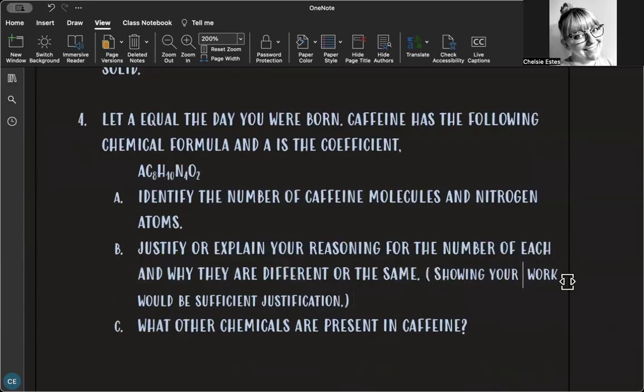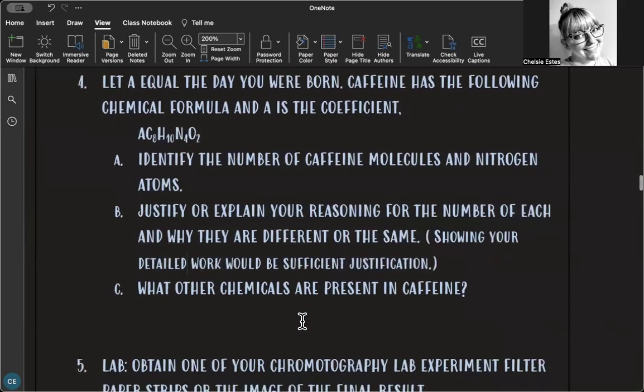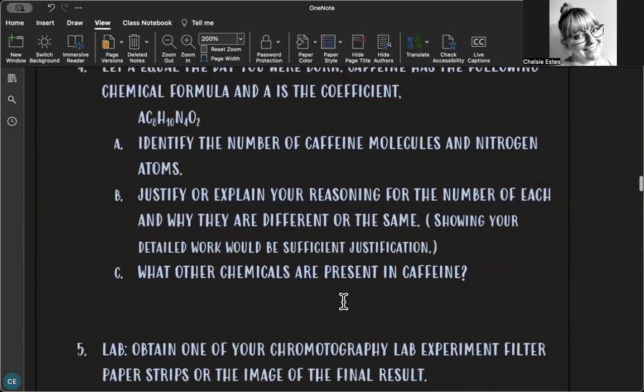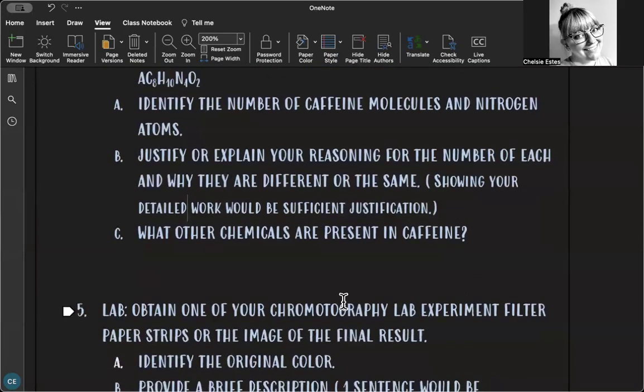Showing your detailed work. Some of us show our work and it's very simplistic, right? So we would want to show our detailed work to justify it. And then what other chemicals are present in caffeine? Might want to rewind this recording a few seconds.